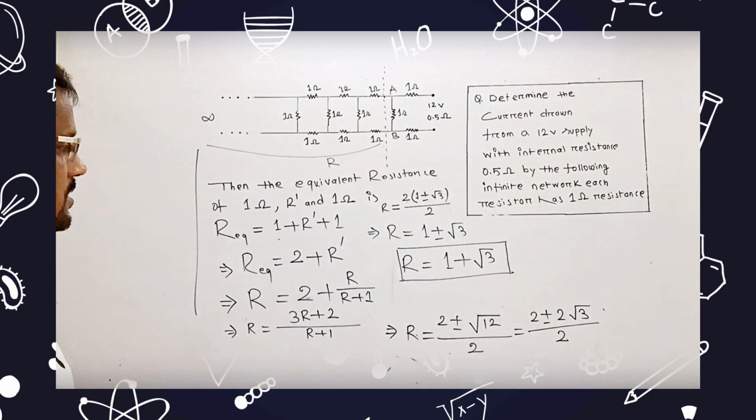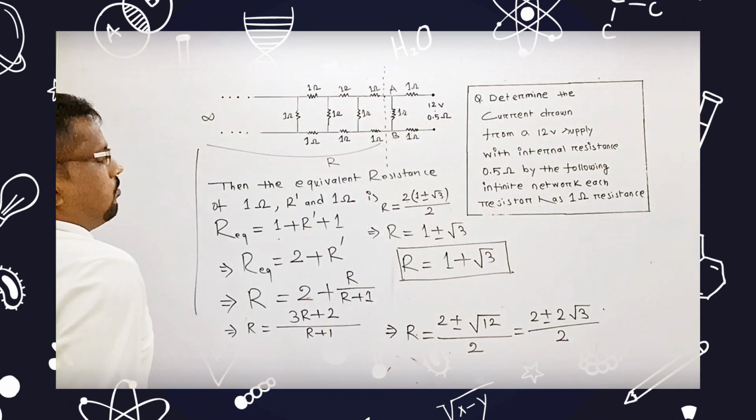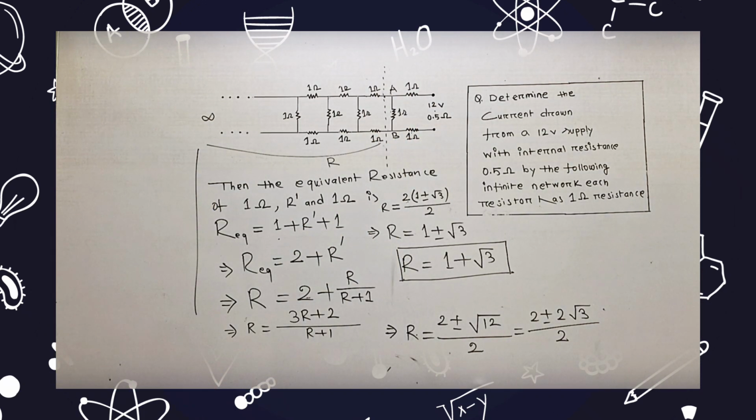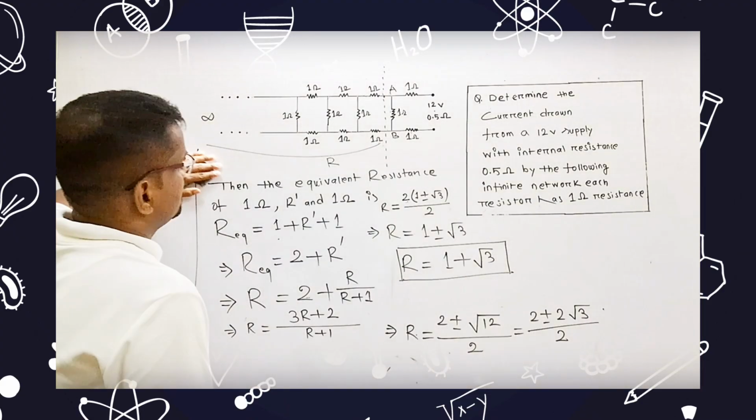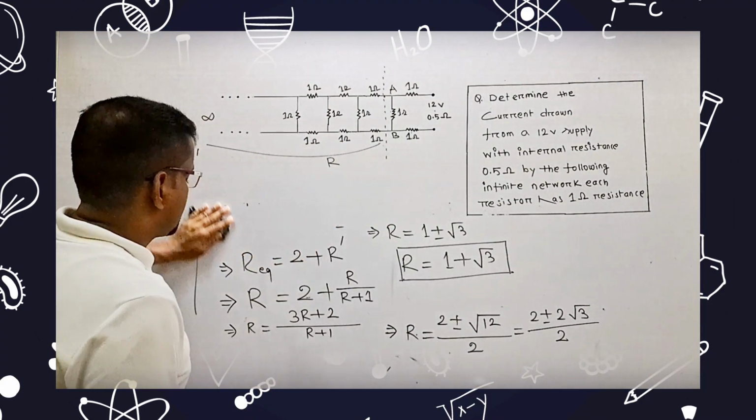So once you calculate the total resistance of the circuit, and your voltage is given, 12 volts battery, EMF of the battery is 12 volt. So now you can easily calculate the current in the circuit.